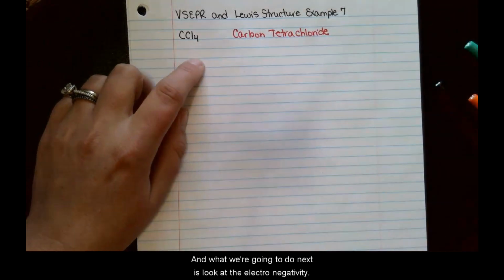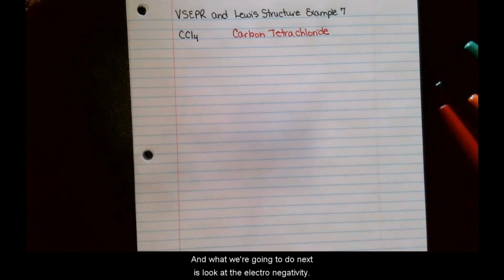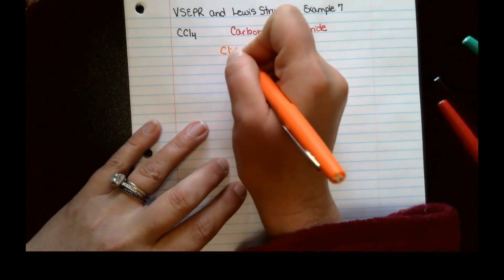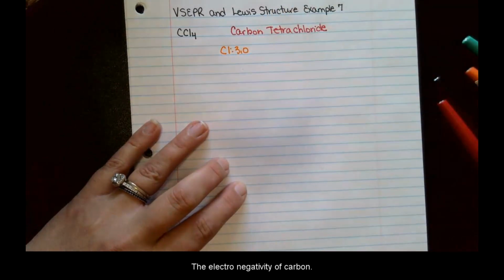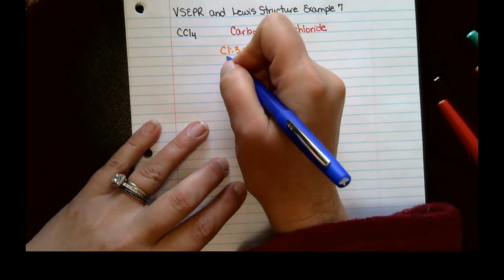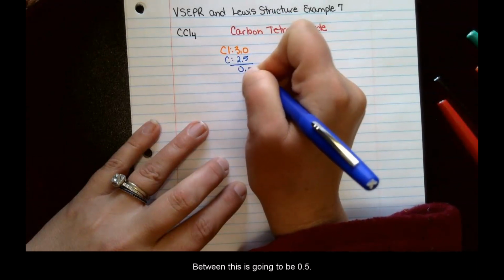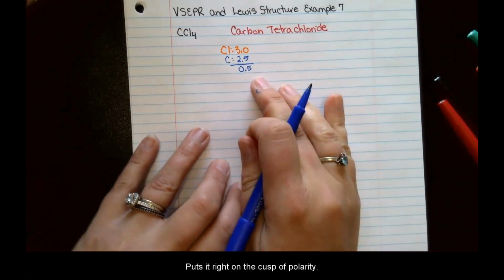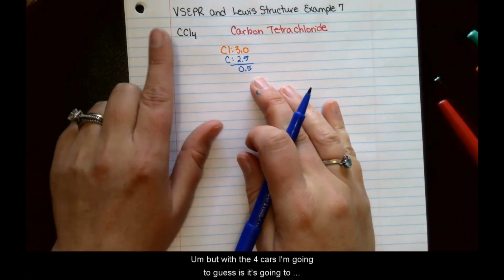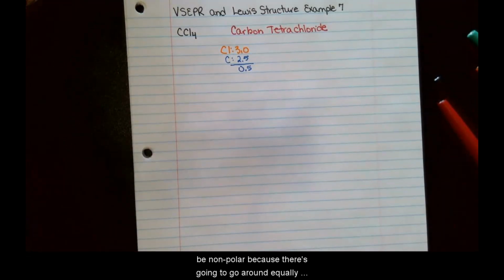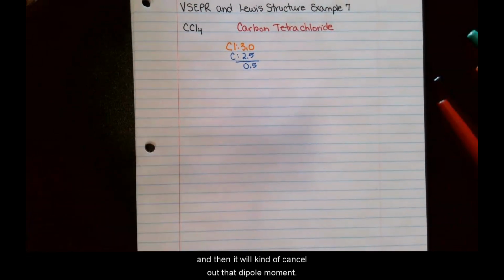And what we're going to do next is look at the electronegativity. Chlorine's in the halogens. This is going to be more electronegative, so we're going to put that on top. And the electronegativity of chlorine is 3.0. The electronegativity of carbon is going to be 2.5. The difference between this is going to be 0.5, which puts it right on the cusp of polarity. But with the 4 chlorines, I'm going to guess this is going to be nonpolar because it's going to go around equally, and then it will kind of cancel out that dipole moment.